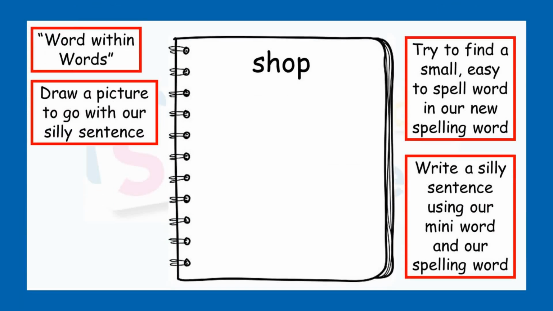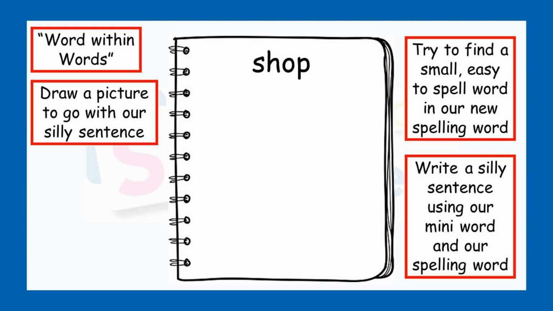Okay, here we go. So we've got the word shop. Now, remember the steps. Try to find a small, easy to spell word within our new word. Then, write a silly sentence that uses our mini word and our spelling word. Finally, draw a picture of your sentence to help your brain remember it. Pause the video and give all of that a try.